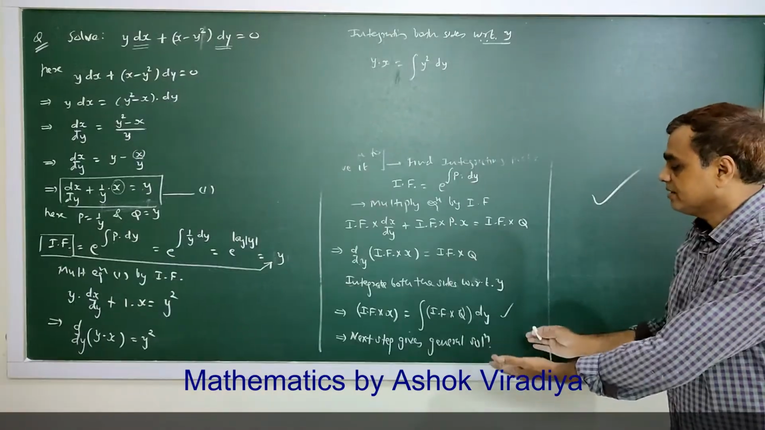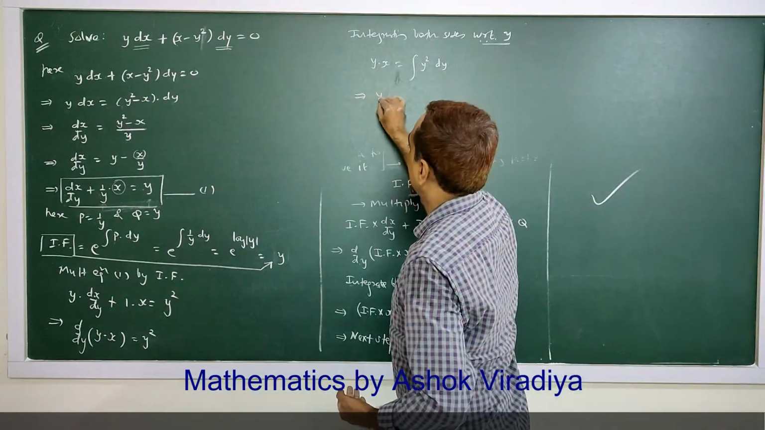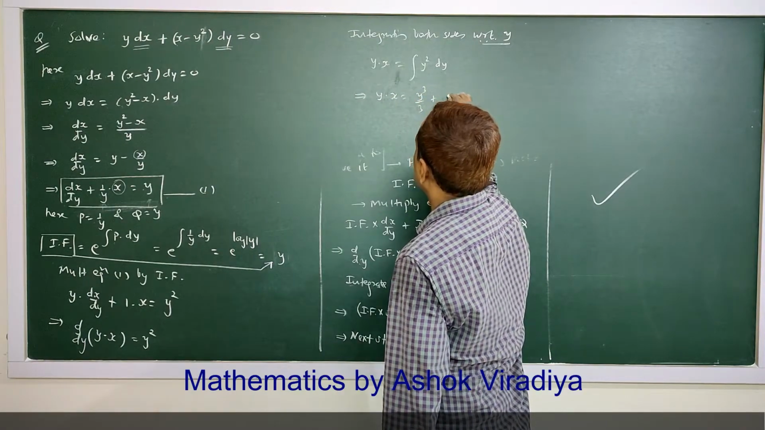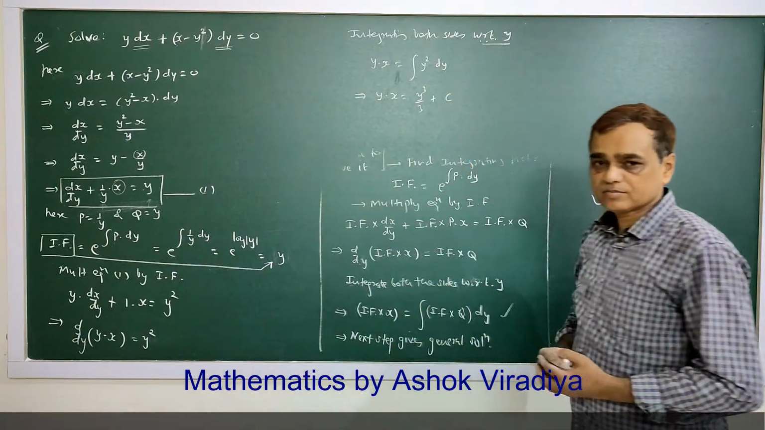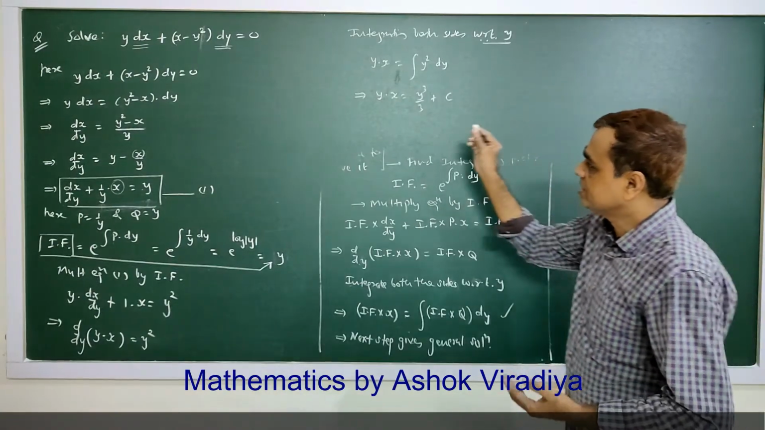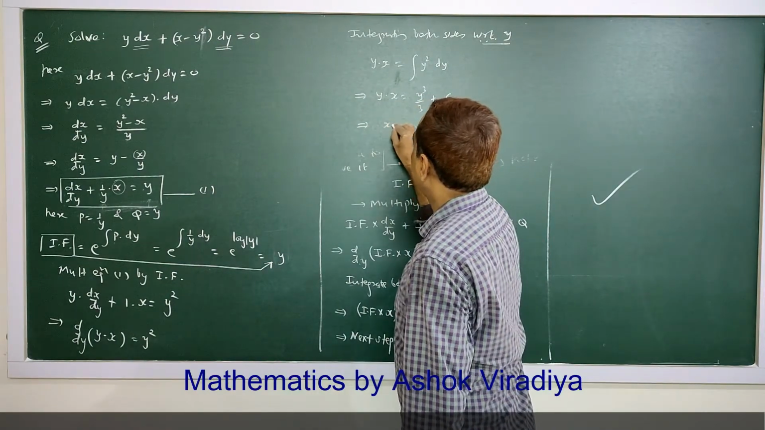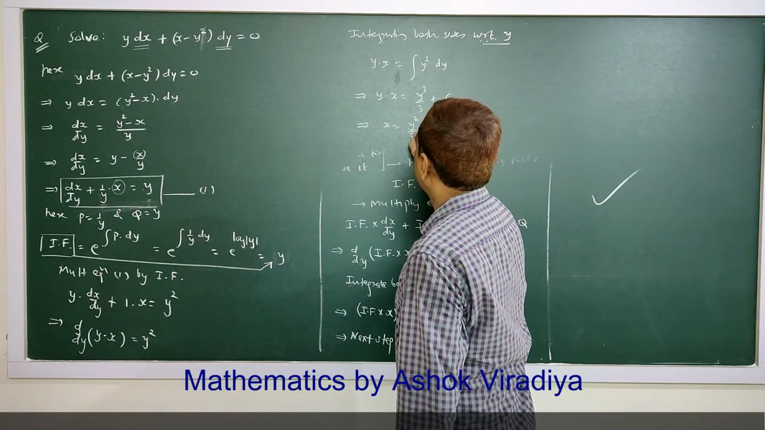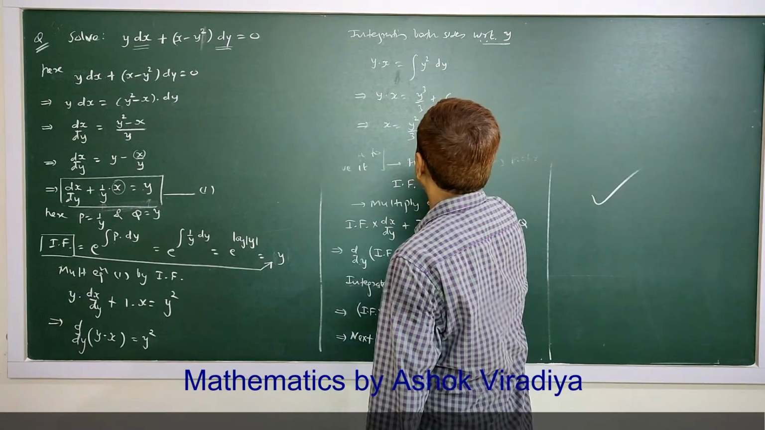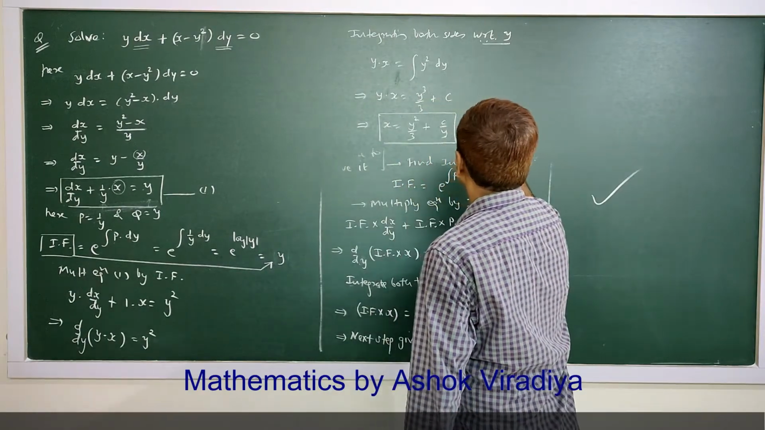Now the next step gives the general solution. So the next step is y into x equals y cube by 3 plus c. This is the general solution. We can put this in a better form by dividing by y. So x equals y square by 3 plus c by y. So it is the required general solution.